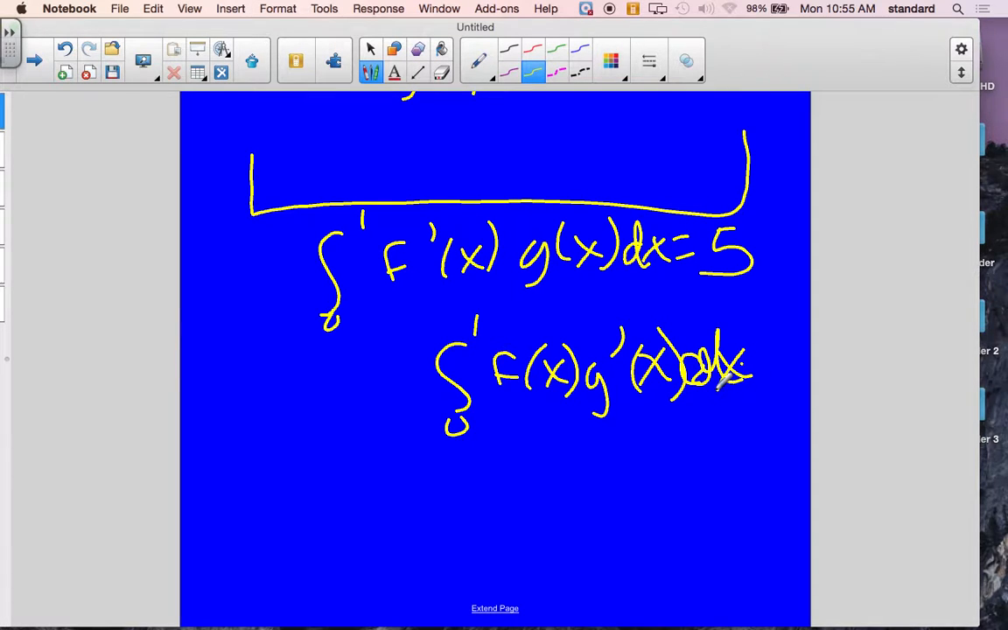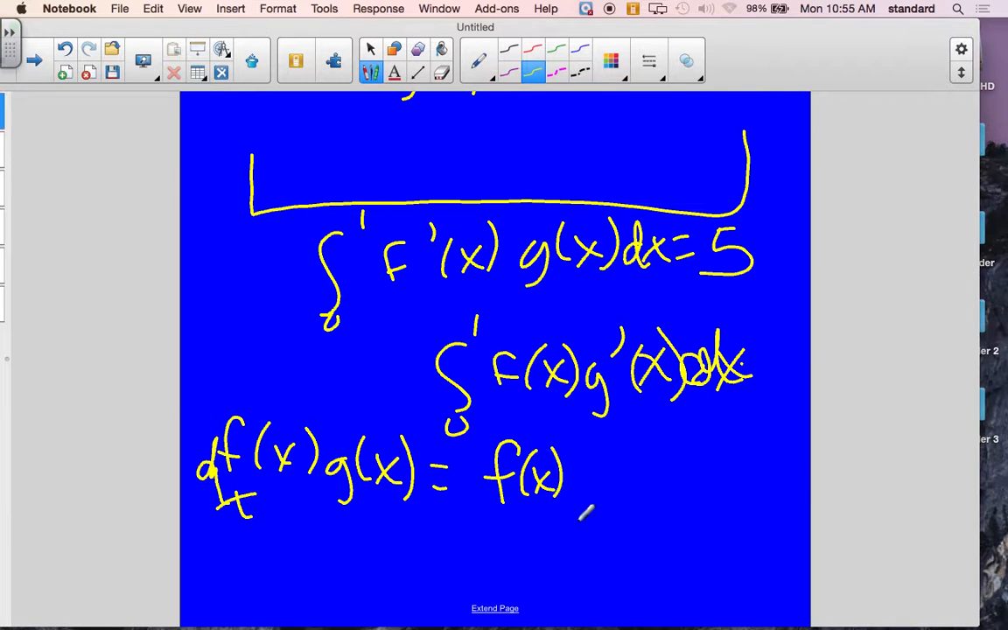Okay, I think what I thought of is, if I have f of x, g of x, and I take the derivative of it, I would get f of x, g prime of x, plus f prime of x, g of x, right? Product rule. I would have first times derivative of the second plus second times derivative of the first. So then I'm trying to think what I did from there. I know I've worked it that way before.